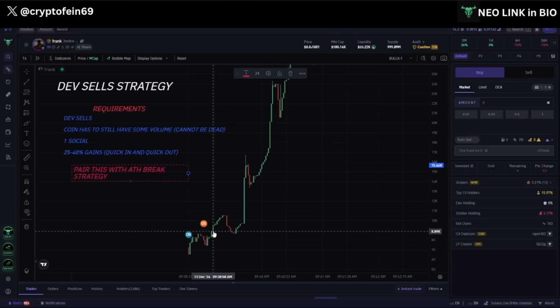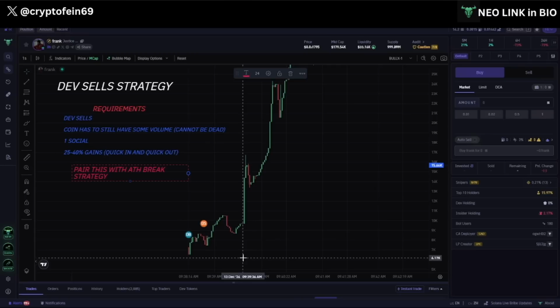Say you buy at 8K and it's green. And then you see it at 11, 12K and it's starting to stagnate. As you can see, this big red candle, someone was doing this exact same strategy, this dev sell strategy, and he sold, okay? And it comes back down to this swing high and it comes back up again, right?